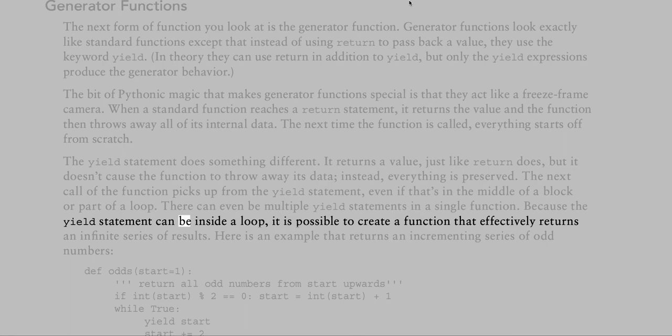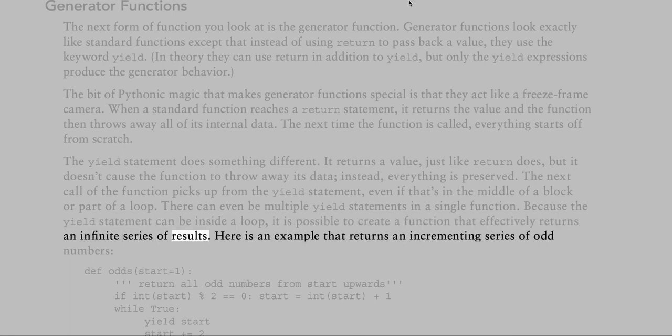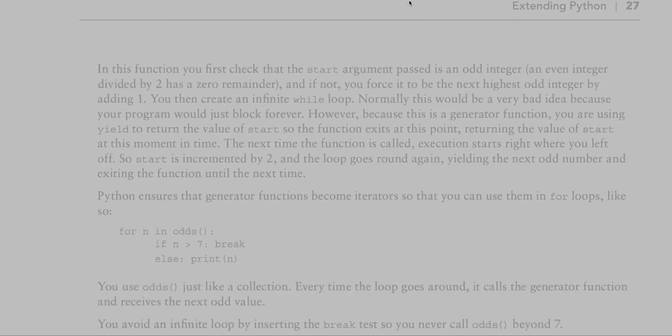Because the yield statement can be inside a loop, it is possible to create a function that effectively returns an infinite series of results. Here is an example that returns an incrementing series of odd numbers. def odds(start=1): "return all odd numbers from start upwards" if int(start) % 2 == 0: start = int(start) + 1 while True: yield start; start += 2. In this function you first check that the start argument passed is an odd integer. An even integer divided by 2 has a 0 remainder, and if not, you force it to be the next highest odd integer by adding 1. You then create an infinite while loop.